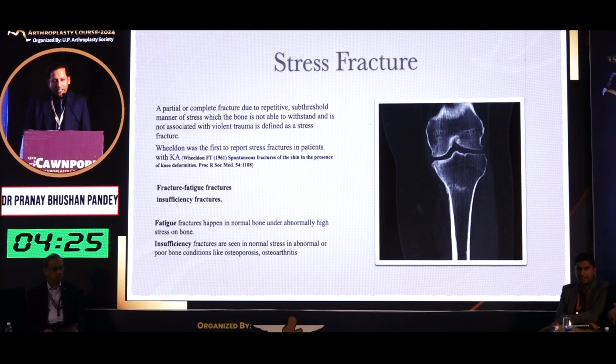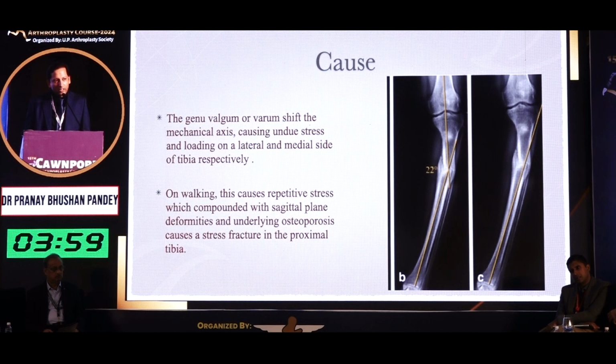So stress fracture, as we all know, is a partial or complete fracture due to repetitive subthreshold stress which the bone is not able to withstand and is not associated with any violent trauma. It was first described by Wilden in 1961, and is basically of two types, fatigue fracture and stress fracture. Fatigue fracture is where the bone quality is good and the forces are more, and stress fracture is where the stress is normal but the bone quality is either poor or porotic.